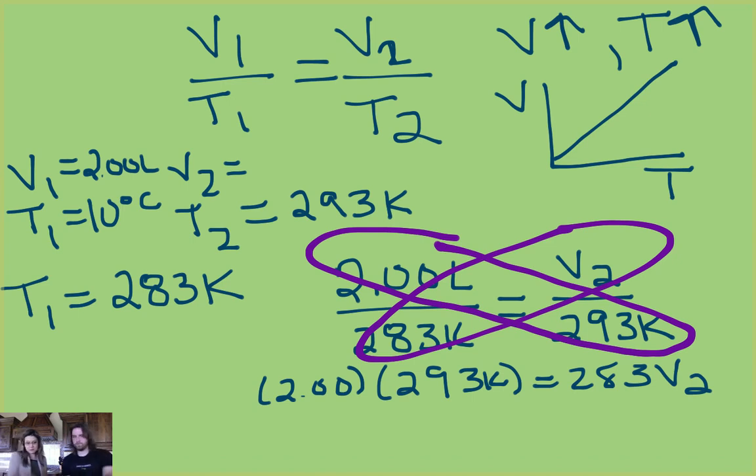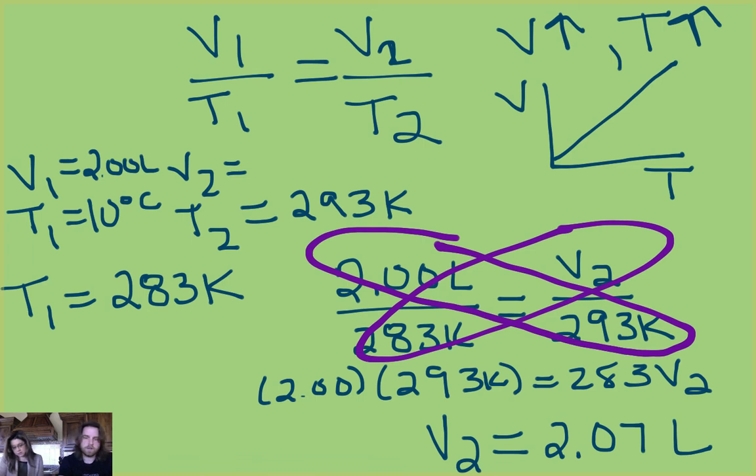Okay, and we need a calculator. So we're going to do 2 times 293, and that's going to give us 586, and we are going to divide that by 283 just to get our answer. This is just simple math, guys. That gives us 2.07. And what are our units? Our units are liters, because we started with liters. So little increase in temperature, little increase in volume. That sounds perfect to me. So guys, please remember to cross multiply. If you have trouble with that, please let us know because we can help you.